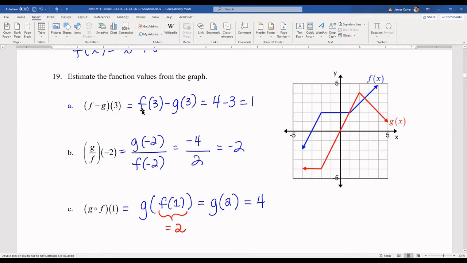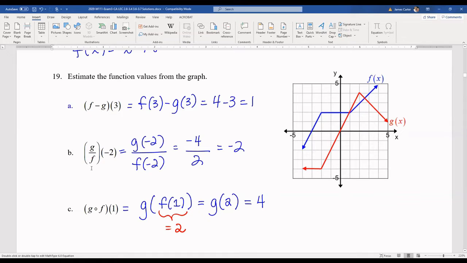First thing we do is look up f of 3. If x is 3 on the f equation, 1, 2, 3, we go up from here and we see that if x is 3, then y is 4. That's where this 4 came from. Now we do the same thing with the g equation. If x is 3, then y is 3. So 4 minus 3 is 1, because we're subtracting.